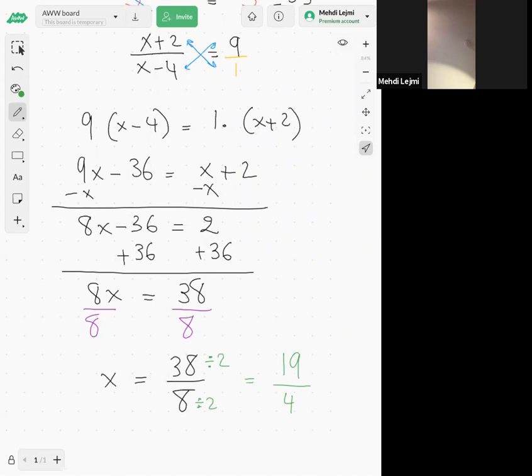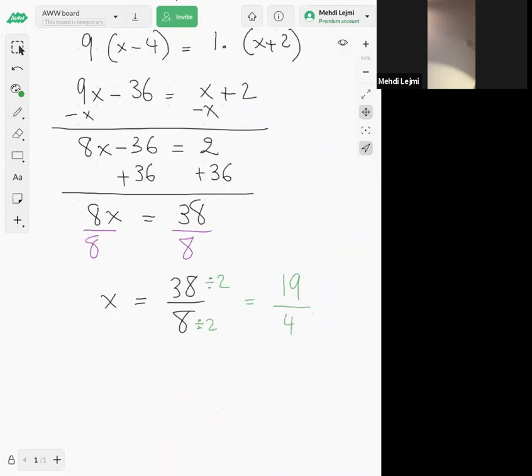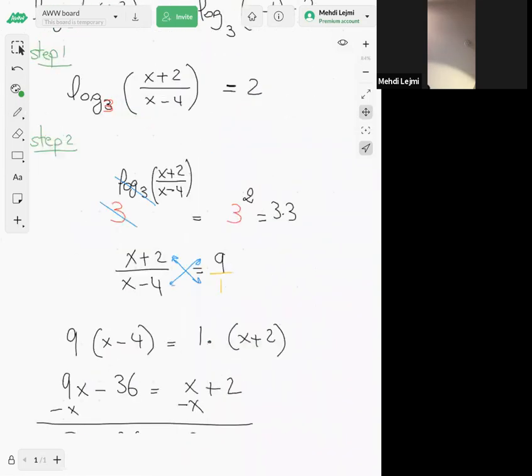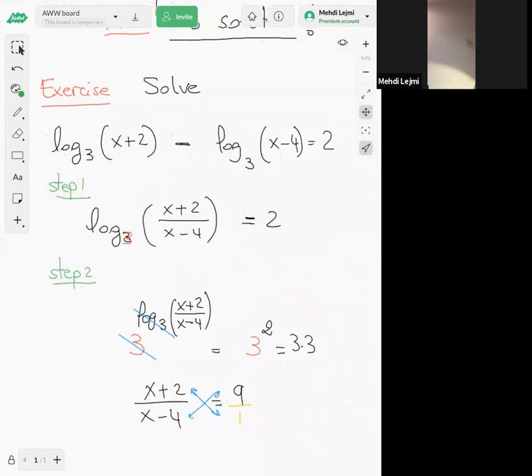It's 19 over 4. Now, the last step, which is a very important step again, guys, because you could just reject the solution. So this is step number 4. In step number 4, you come back to your initial equation, right? And as I said, you can only apply log on positive numbers. So which means that you're going to apply this log in base 3 on x plus 2. So my x plus 2 must be positive. And here you're going to apply this log in base 3 on x minus 4. So this x minus 4 must be positive, right?